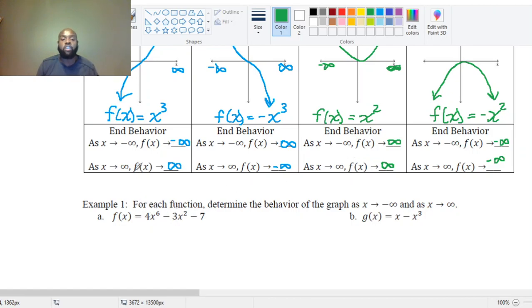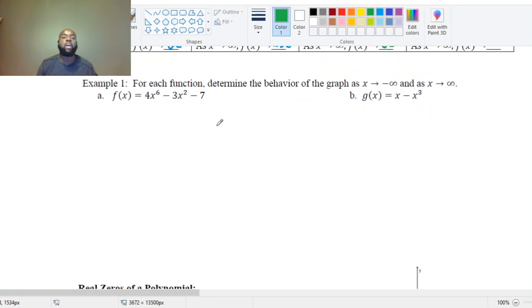And so it says for each function, determine the behavior of the function as x approaches negative infinity and as x approaches positive infinity. Let's look at B together, and I'm going to allow you to do this one on your own, okay? And so here I have g of x equals x minus x cubed. Well, I'm going to write this polynomial so that my first term has the highest exponent. So I'm going to have a minus x cubed plus x.